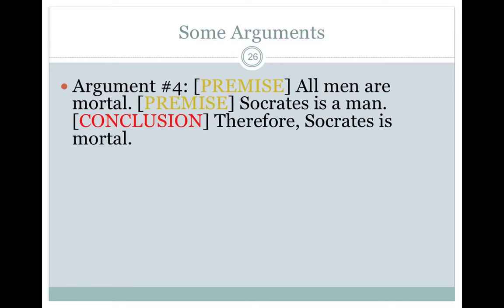And then finally, a classical example used in logic courses throughout time. The conclusion is that Socrates is mortal. The reason we should believe that is that, 1, all men are mortal, and Socrates is a man. So if these are true, it's simply got to be the case that Socrates is mortal.